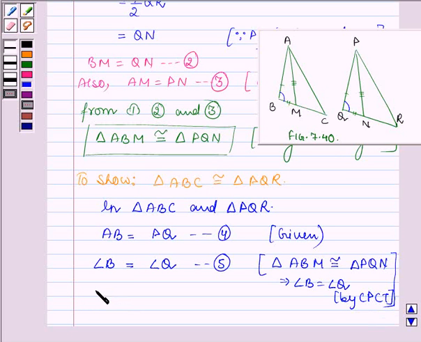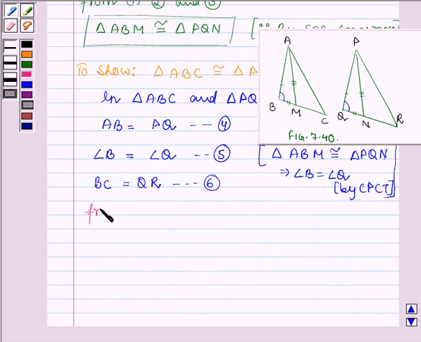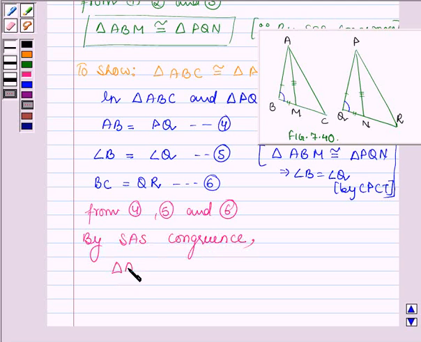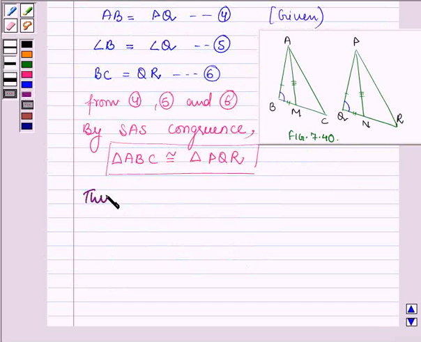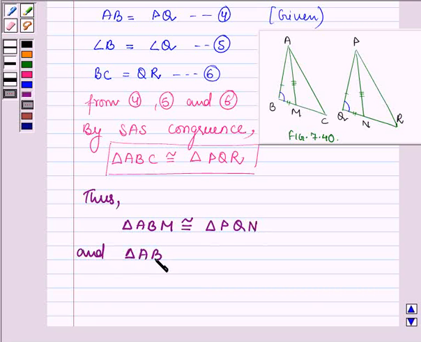And BC is equal to QR, and let this be equation number 6, and this is also given to us. And thus from 4, 5 and 6, by side-angle-side congruence, we can say that triangle ABC is congruent to triangle PQR. And thus we have shown the first part, that triangle ABM is congruent to triangle PQN, and the second part, that triangle ABC is congruent to triangle PQR.